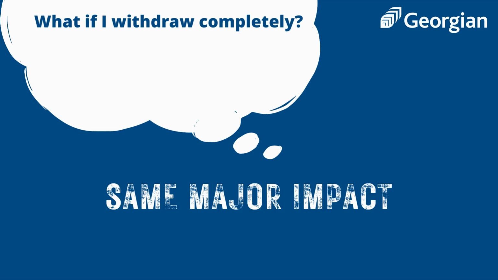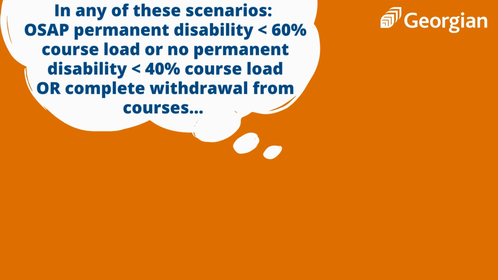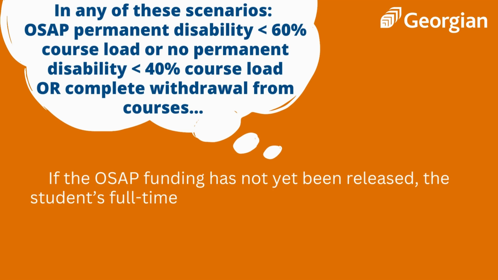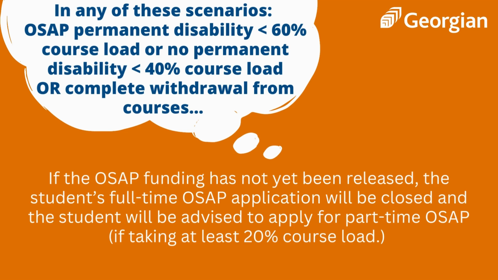Same major impact. In any of these scenarios, OSAP permanent disability and less than 60% course load, or no permanent disability and less than 40% course load, or complete withdrawal from courses. If the OSAP funding has not yet been released, the student's full-time OSAP application will be closed, and the student will be advised to apply for part-time OSAP if taking at least 20% course load.